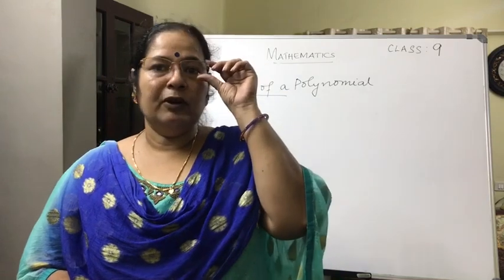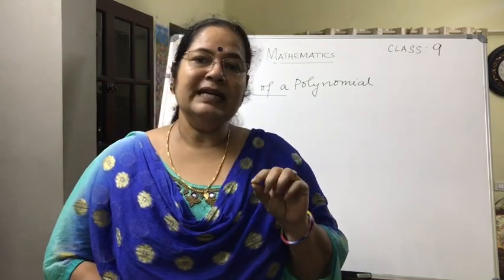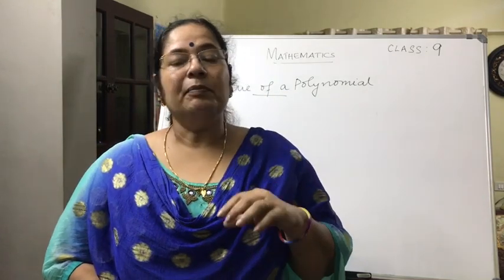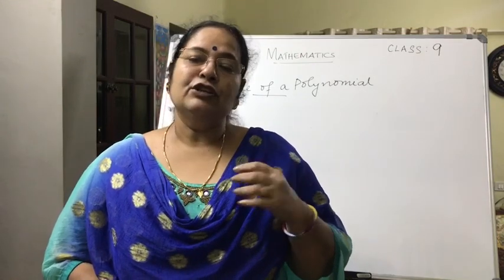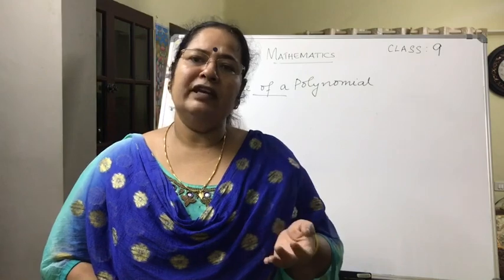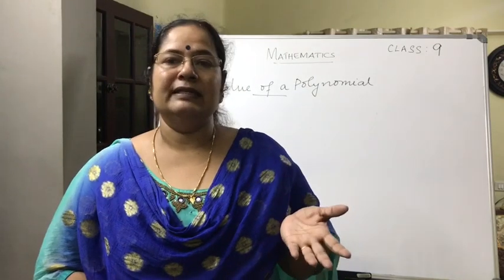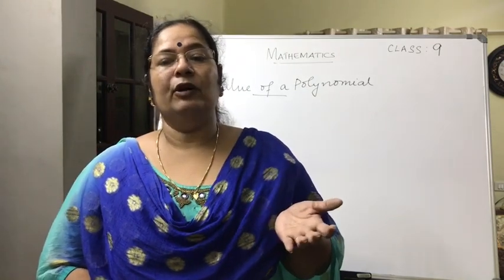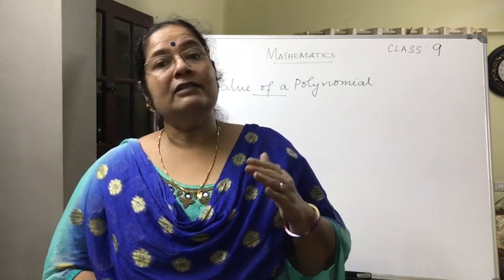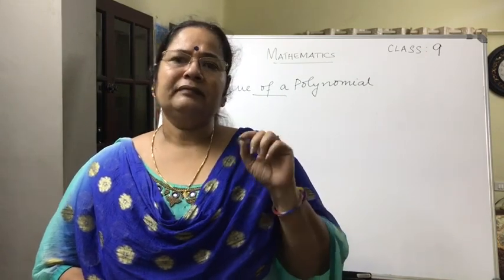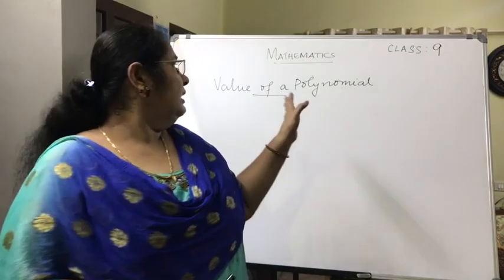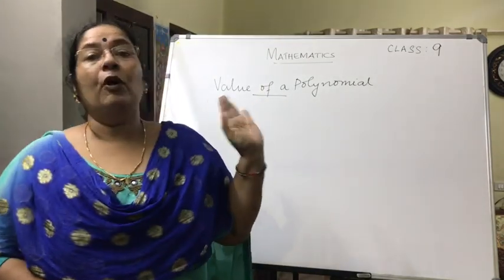How do you represent a polynomial? A polynomial is represented as P of x. P of x indicates that it is a polynomial in the variable x. So, you can have polynomials in one variable, two variables or any number of variables. Then we have seen what is the degree of a polynomial and also, based on the degree, the different classification of polynomials. Now, today we will be learning about the value of a polynomial.